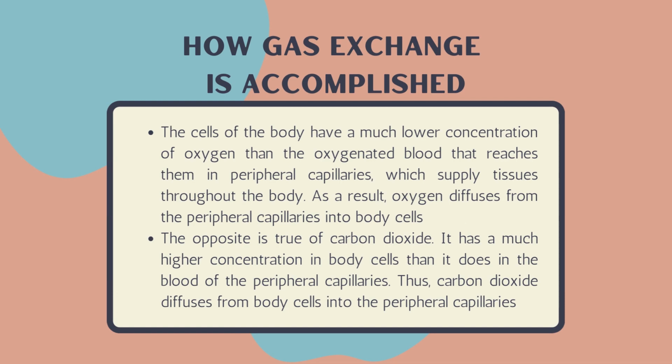Now, the cells of the body have a much lower concentration of oxygen than oxygenated blood that reaches them in peripheral capillaries, which supply tissues throughout the body. Now, as a result, oxygen diffuses from the peripheral capillaries into body cells.